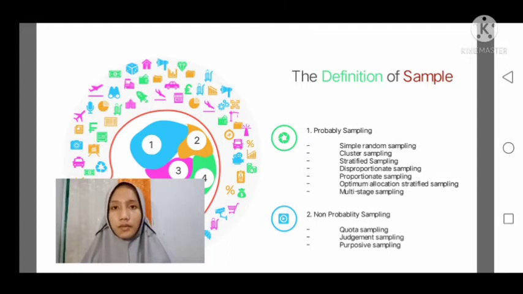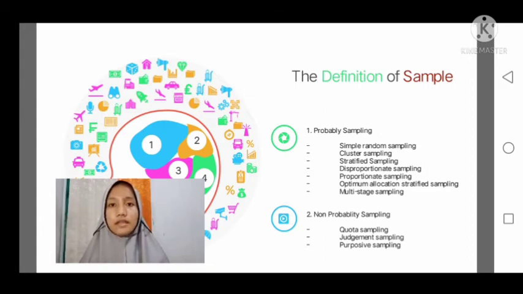For the first type is probability sampling. In probability sampling, the population units cannot be selected at the discretion of the researcher. This can be dealt with following certain procedures which will ensure that every unit of the population consists of one fixed probability being included in the sample. Such a method is also called random sampling.